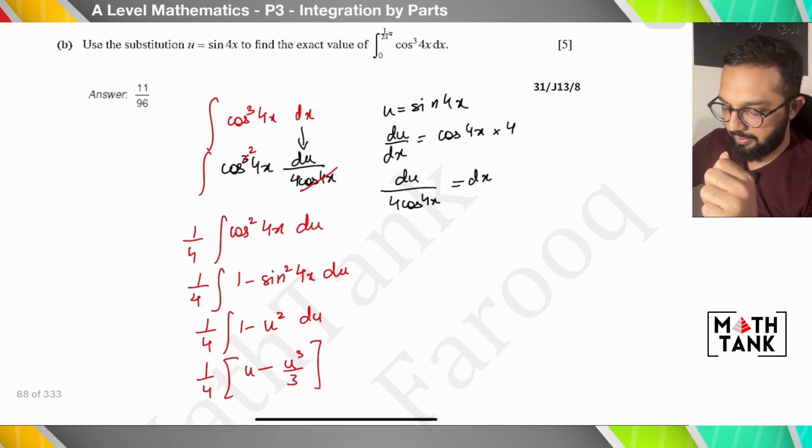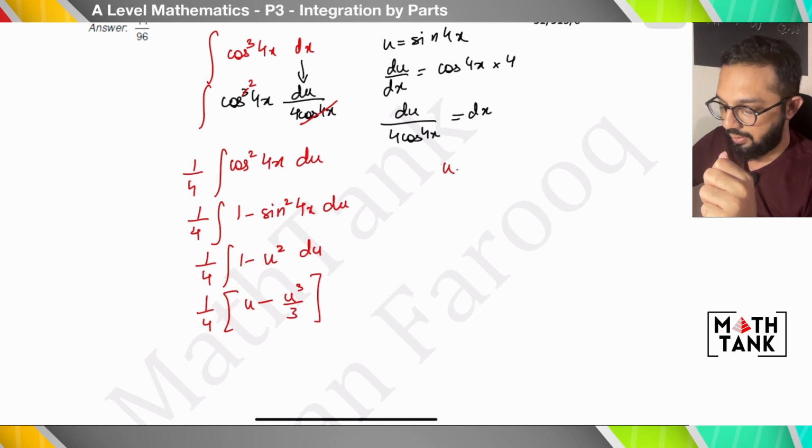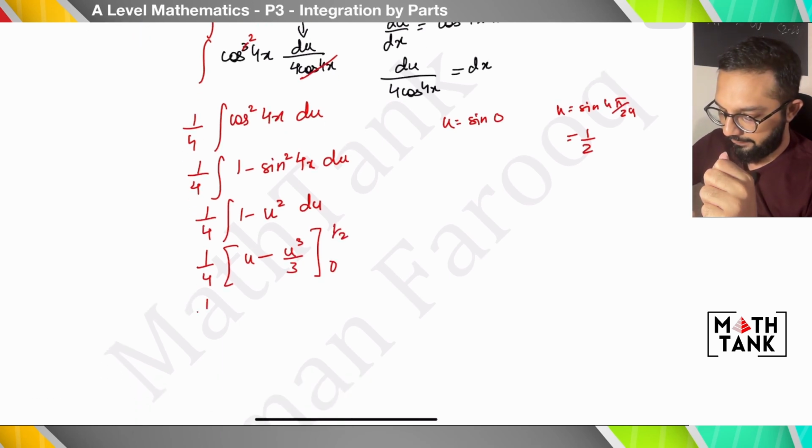I need to find my limits. The limits were 0 and pi over 24. Sine of 0 is 0, so 0. Sine of 4 pi over 24 is half. So I get 1 over 4 times half minus half cubed over 3, minus 0 minus 0.